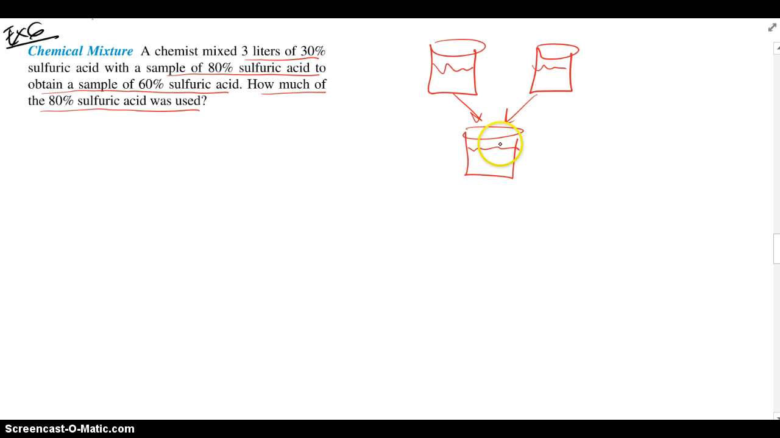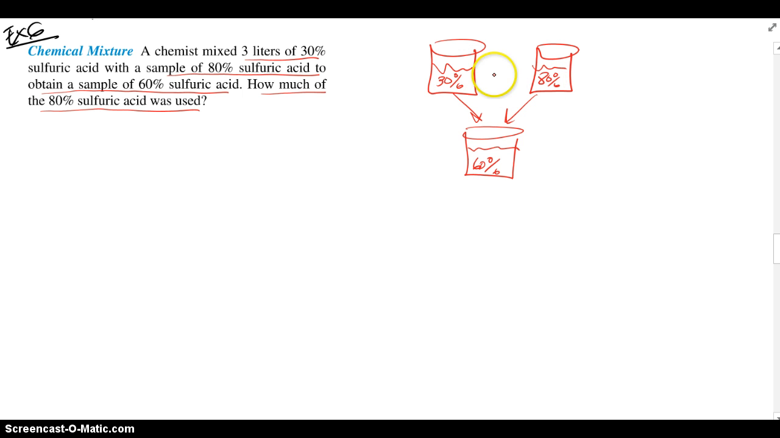The first thing I'm going to figure out always is what the final mixture was that he obtained. So from the reading, he mixes a 30% with an 80% to obtain a 60% sample. So the concentration of what he obtains is 60%. This is important. Just get the final mixture first. Then what you put in these two doesn't matter because he mixed a 30% and an 80%. So I'm going to put a 30% mixture here and an 80% mixture there.